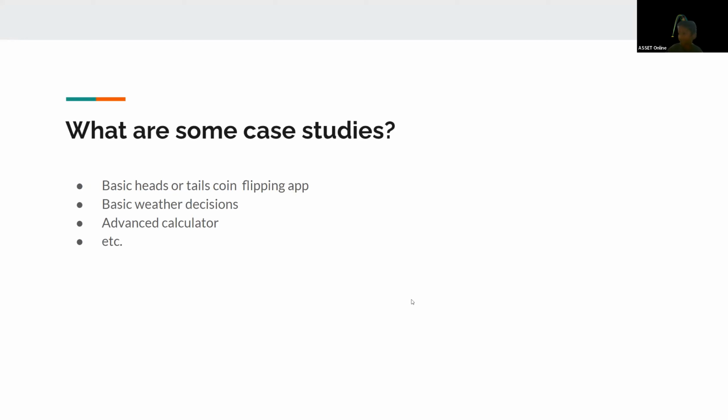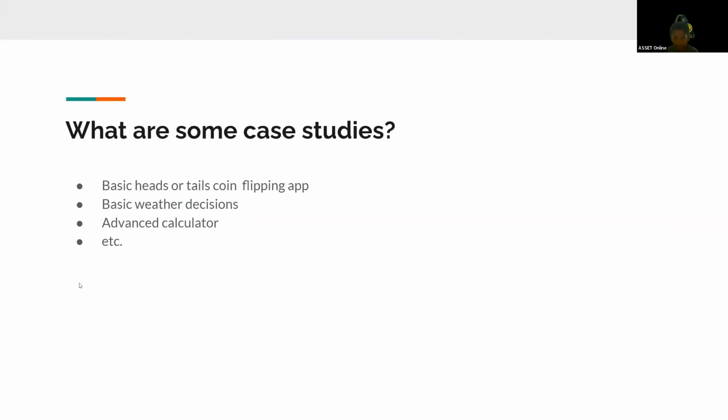Some case studies we will be doing today are a basic heads or tails coin flipping app. There's going to be a function: as soon as you call it, wait 3 seconds, and then it's going to output heads or tails. And basic weather decisions. Like I said, if it's hot, drink something; if it's cold, eat something else. And we're going to make our calculator a little bit more advanced, as I would like to call it.